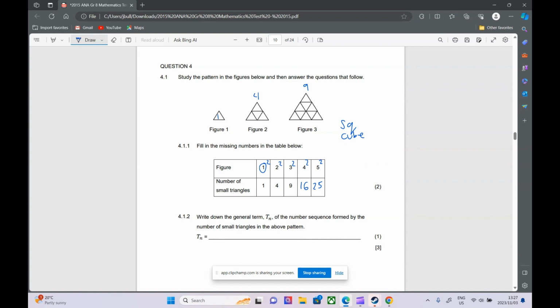Usually if you're struggling, and you can't add anything, can't times anything, can't subtract anything, then check, because often they ask, is it a square or is it a cube number? So we've got those two filled in. Write down the general term for this number sequence. We've just figured that out. The general term is you take the pattern number or the figure number, so that's n, and then you just square it.